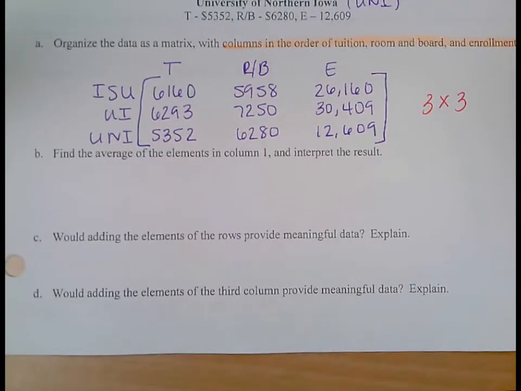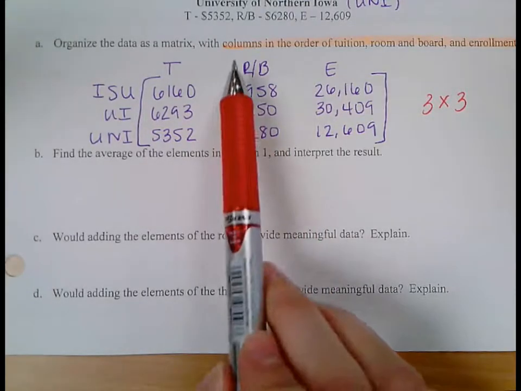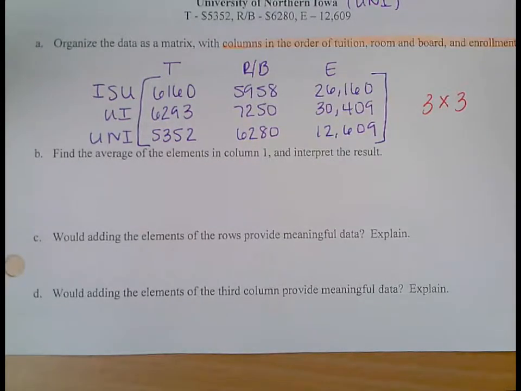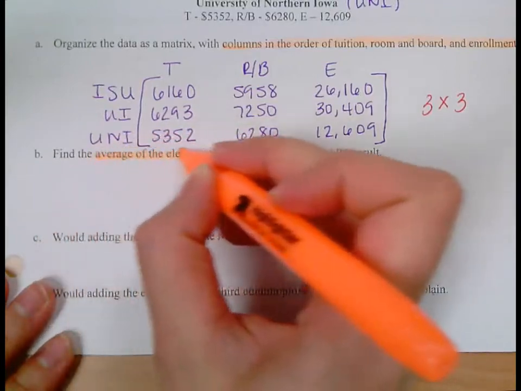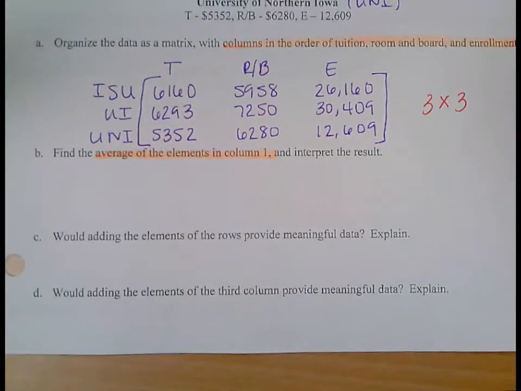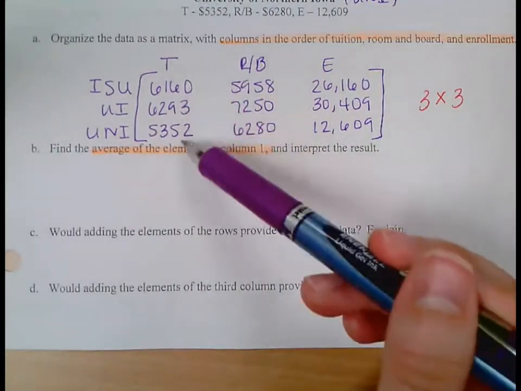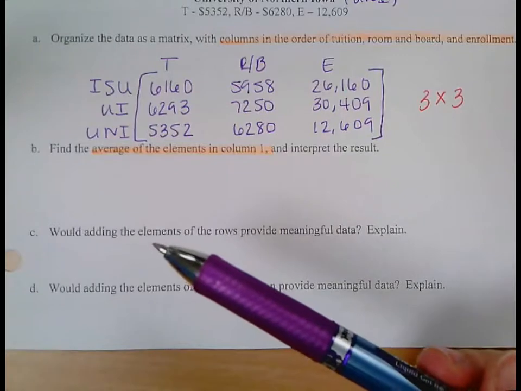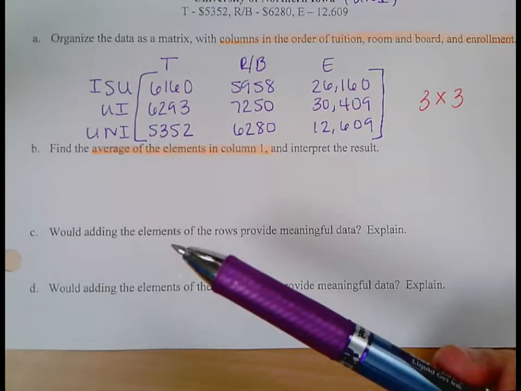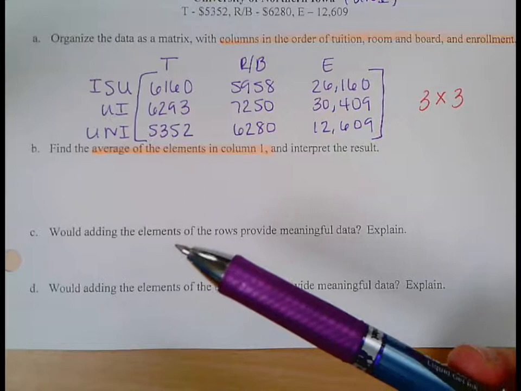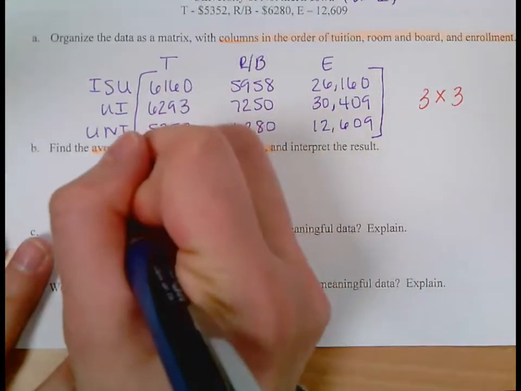All right, so if you're asked to organize the data as a matrix, that's how you do it. They might specify what they want the columns to be or the rows or maybe both. And then in part B, it says find the average of the elements in column 1 and interpret the results. So in column 1, we have those 3 values. How do you find the average? Add them all, divide by 3, because there's 3 of them.